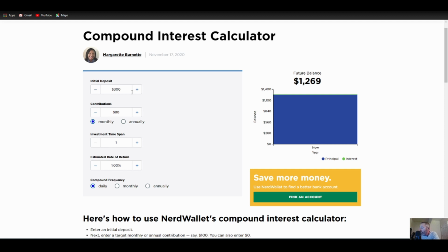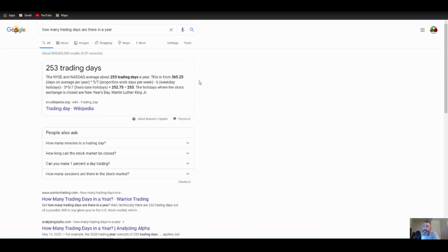That means you can double, let's see, basically you would do 300 times 6, because there are 253 trading days in the year, essentially. So 41 days times 6 is roughly 246 days. That means you can take your $300 account and double it 6 times, which gives you an ending yearly balance of $1,800.